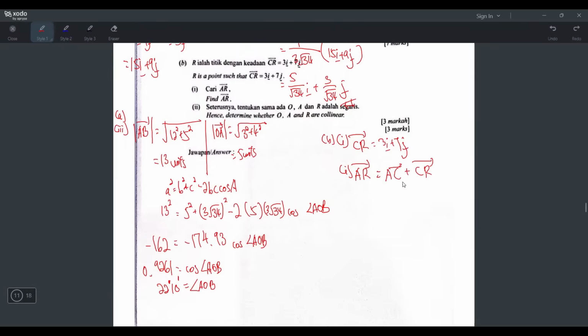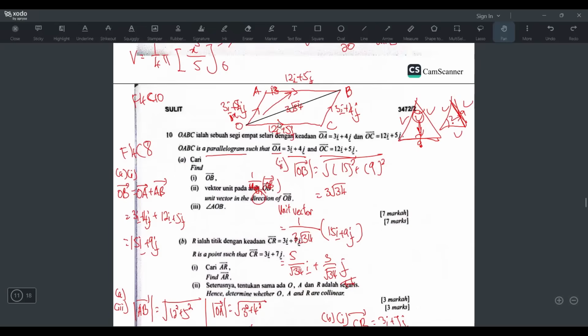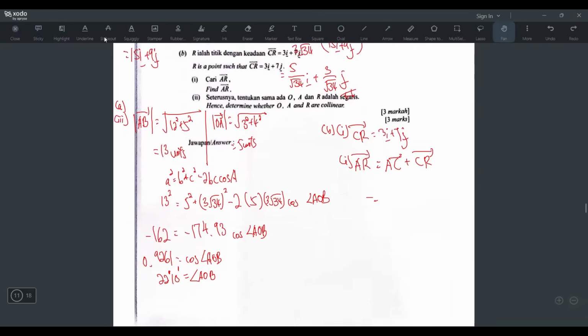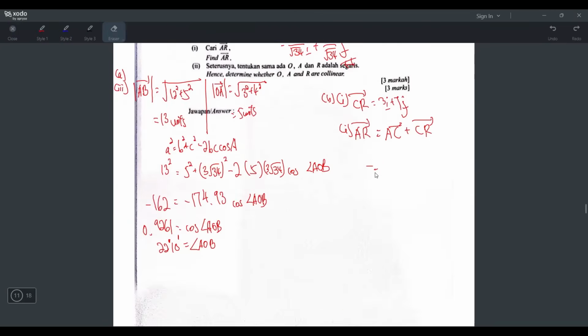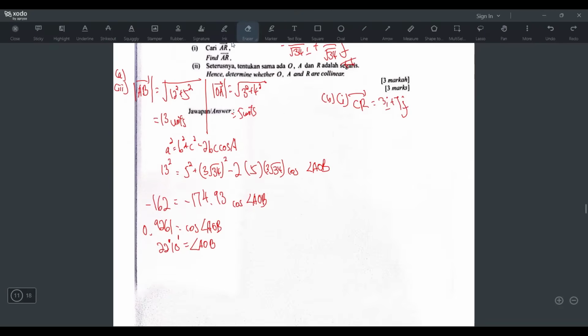AC plus CR. You know why I can find it? Because the AC vector is from here to here, right? So just go AO plus OC. So it will be negative, this one is 3i plus 4j. Okay, AC like that. Or I go AB plus BC. Right? AB plus BC. So it will be 12i plus 5j. I don't want to find AR first. I find AC first, so I do AB plus BC.